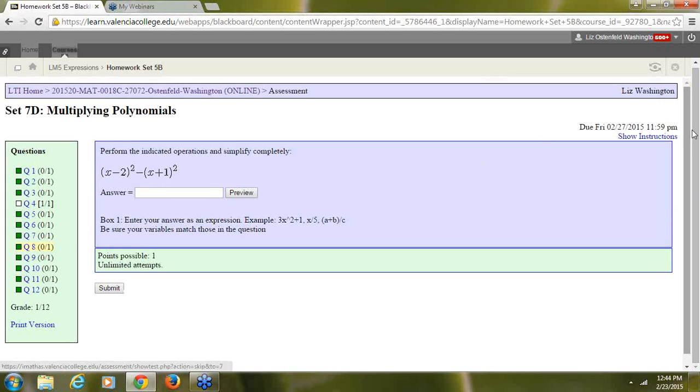Now let's look at this one. It's a little bit of a longer problem, but it's the same concept we've been looking at expanded. So I have x minus 2 squared, which we know is just going to be x minus 2 times x minus 2, minus whatever I get here, x plus 1 squared. So let's work this out one thing at a time. Let's work this first part out, okay?